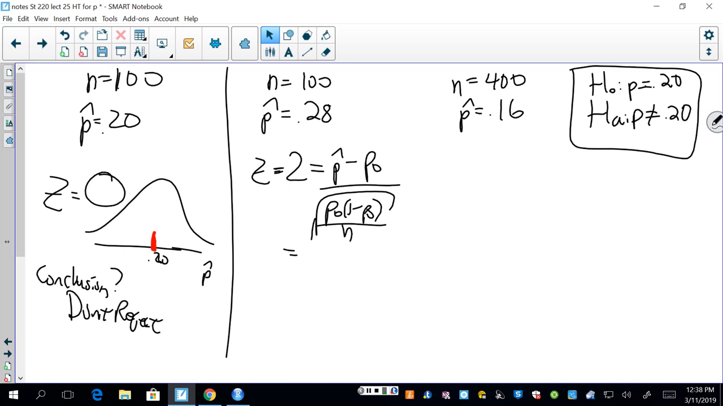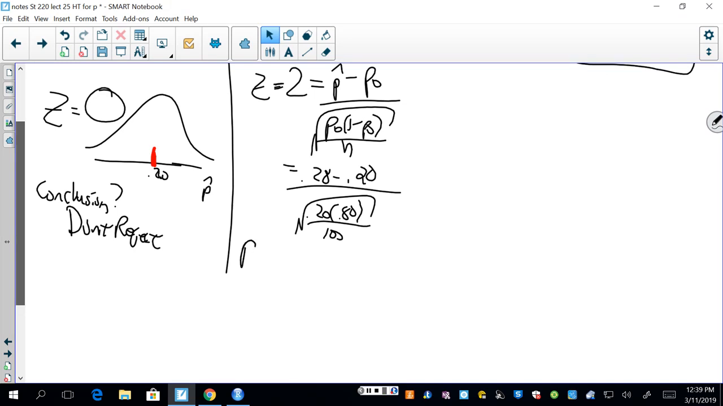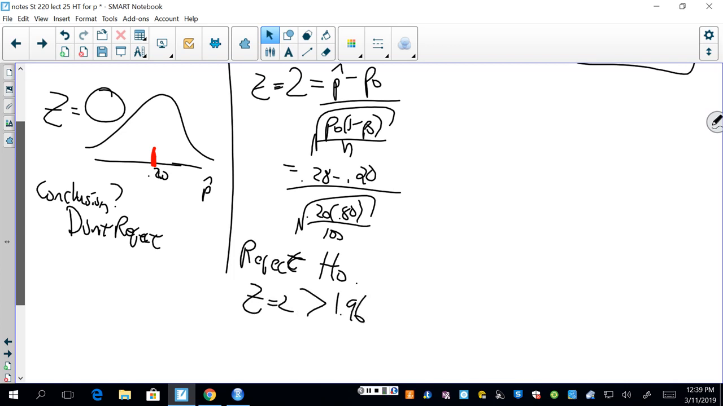In a confidence interval, we changed this, right? We would have changed this thing to 0.28. In a confidence interval, we're not starting out with a strong hypothesis like that. But anyway, it's 0.28 minus 0.20, over 0.20 times 0.80 over 100, and it ends up being 2. So we end up rejecting the null hypothesis, because our Z of 2 is a little bit bigger than the 1.96 value.